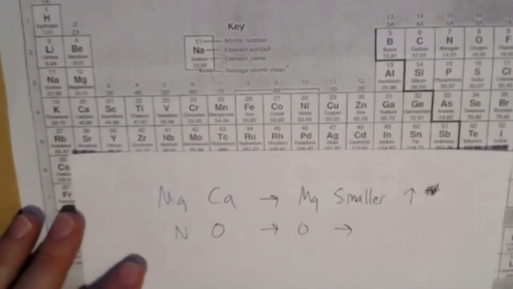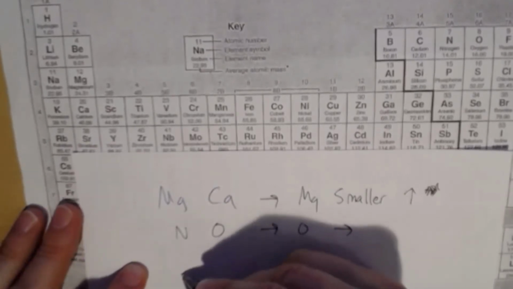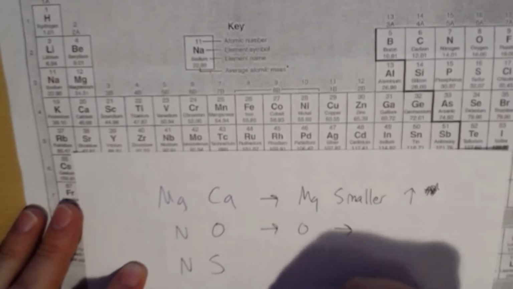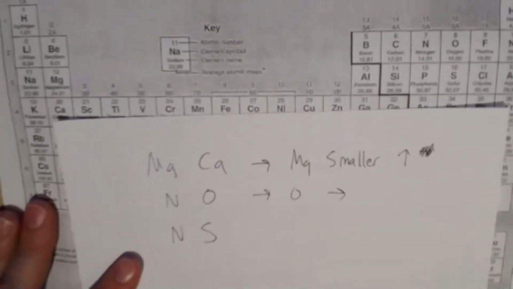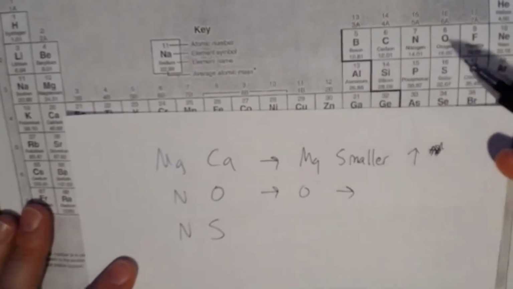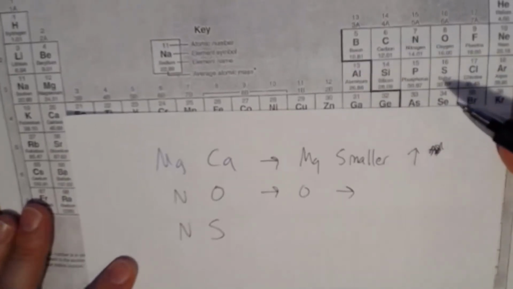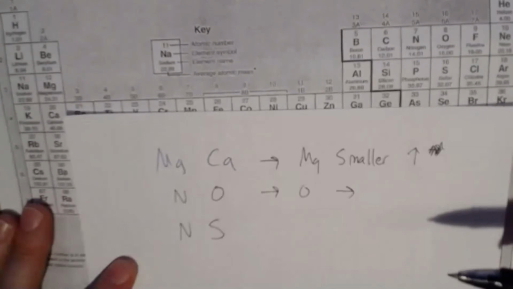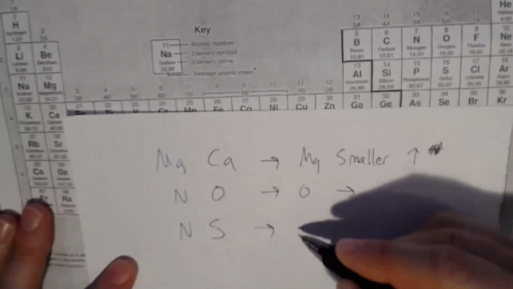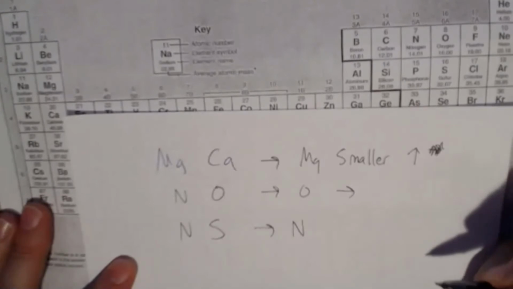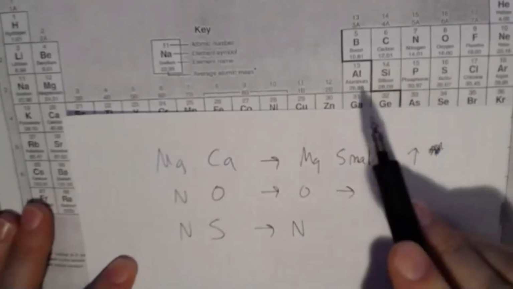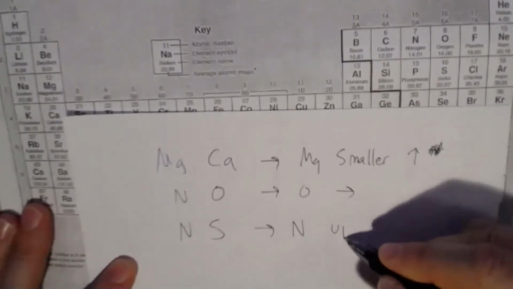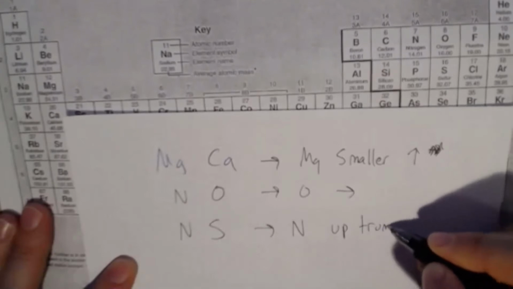So here's an interesting one. What if you have an opposing trend? What about nitrogen, sulfur? Do you see the periodic table over there? Which one's going to be smaller? Nitrogen. I'm going to predict nitrogen. Why did they say nitrogen? Because it's still going up. Well, but the sulfur's to the right. Up trumps right.